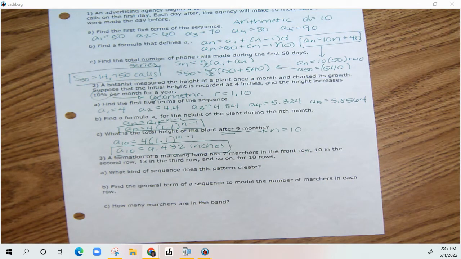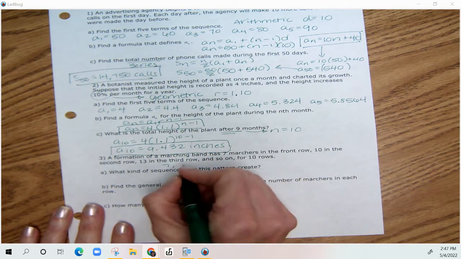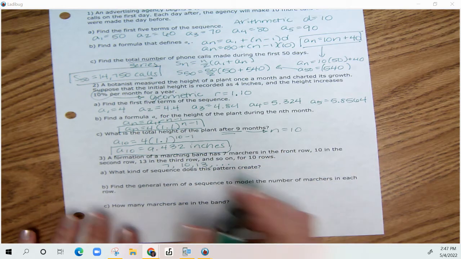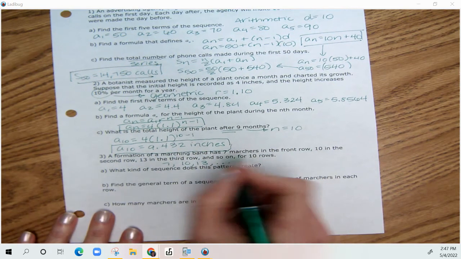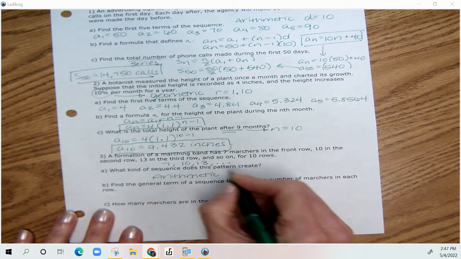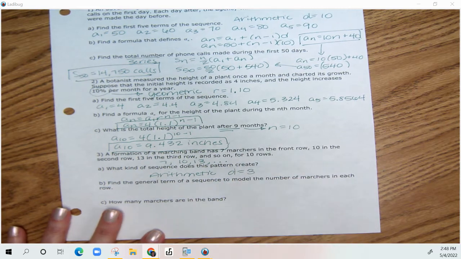All right, next question. A formation of a marching band has 7 marchers in the front row, 10 in the second row, 13 in the third row, and so on, for a total of 10 rows. What kind of sequence does this pattern create? Well, if you were to write out these terms, it's 7, and then 10, and then 13, etc. So that would allow you to be very clear that it is arithmetic. If you say it's arithmetic, you should also be able to say what the common difference is, and that would be 3 in this case.